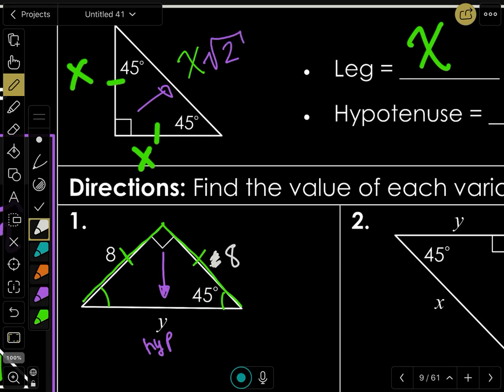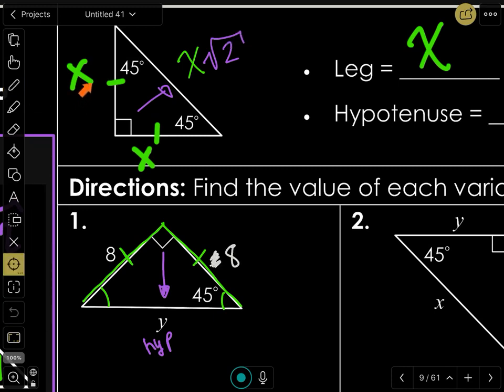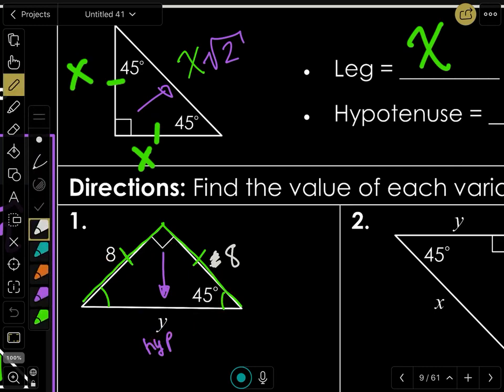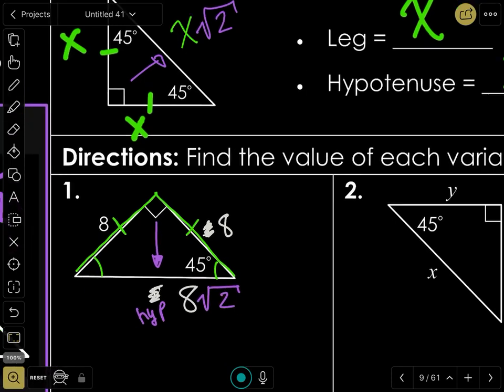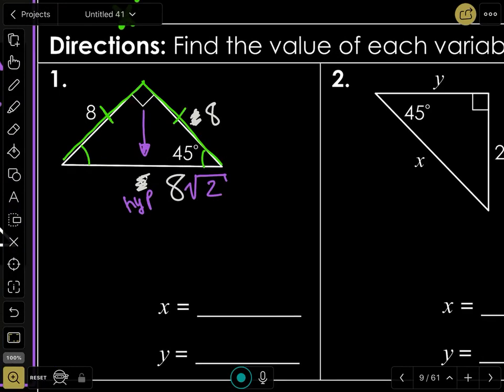Okay, well, if x is 8, then what is the hypotenuse? Let me just get rid of this y. x was the number 8, and we are multiplying whatever the value for the leg is by square root of 2. And so don't overcomplicate this. We don't need a decimal value for this, we don't need any sort of thing like that. This is an exact number.